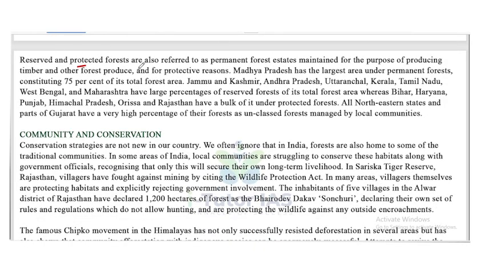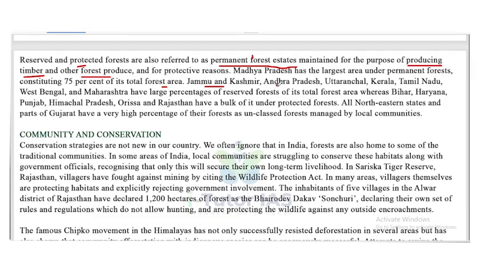Reserved and protected forests are also referred to as the permanent forest estates, maintained for the purpose of producing timber and other forest produce, and for protective reasons. Madhya Pradesh has the largest area under permanent forest, constituting 75% of its total forest area.